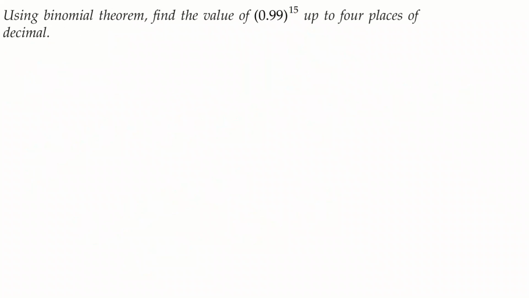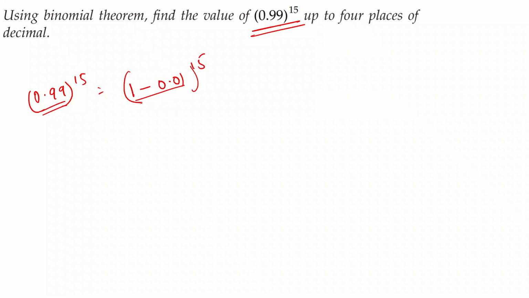And one last question, I guess. Yes, this is the last question. We have to find the value of 0.99 to the power of 15 up to 4 decimal places. So let's find it out. 0.99 can be written as (1 - 0.01)^15.